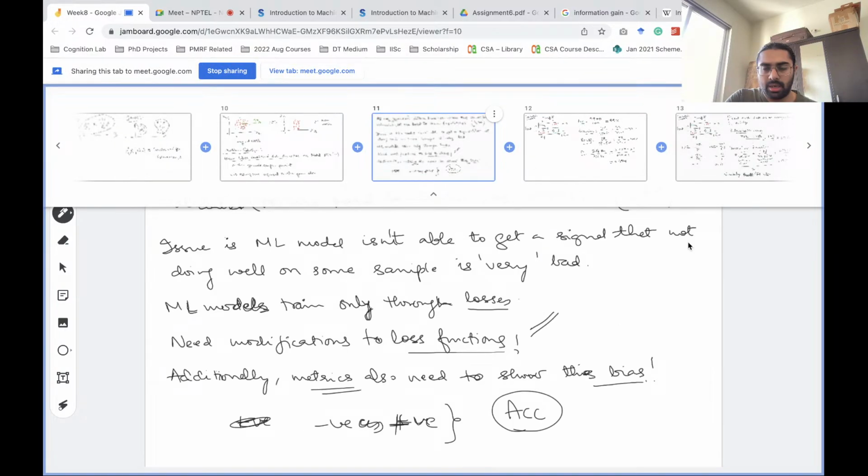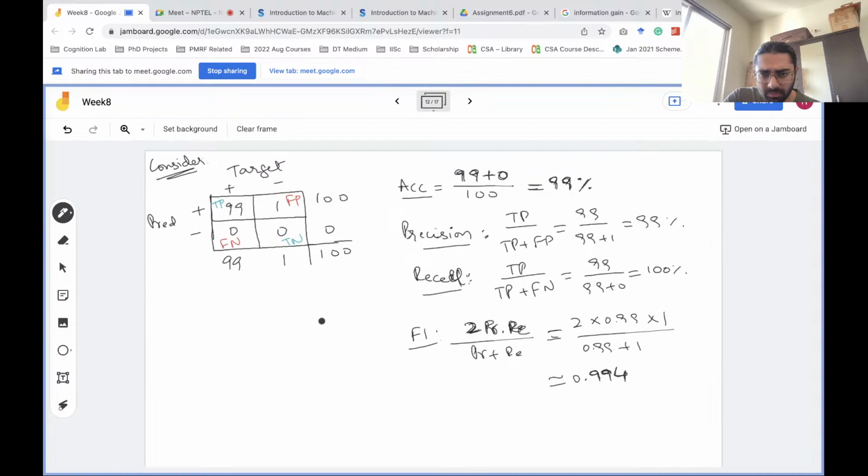So now, let's take this same example that we have. I have 99 samples of the positive class and one sample of the negative class, and the model is just predicting everything as positive, right? So I have 99 true positives, one false positive, zero false negatives, and zero true negatives, right? So the accuracy measure is just adding the diagonals and taking the sum, which is 99%, which doesn't show that we are doing anything good here.